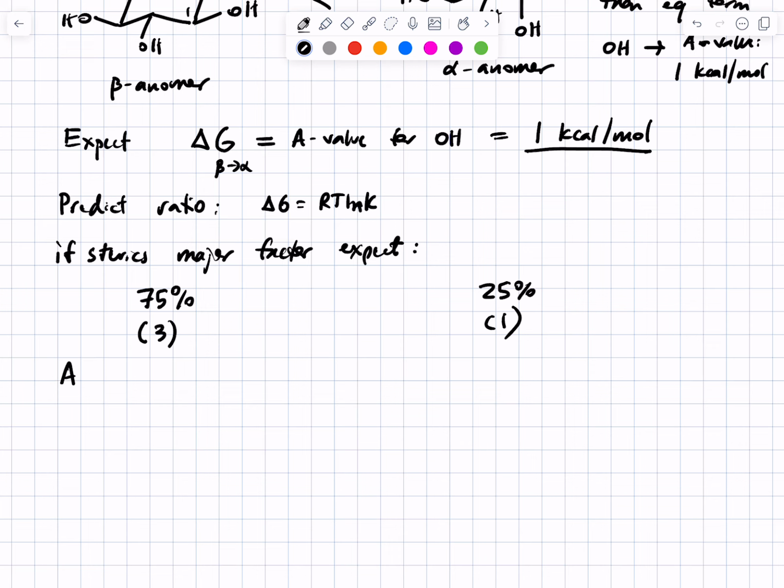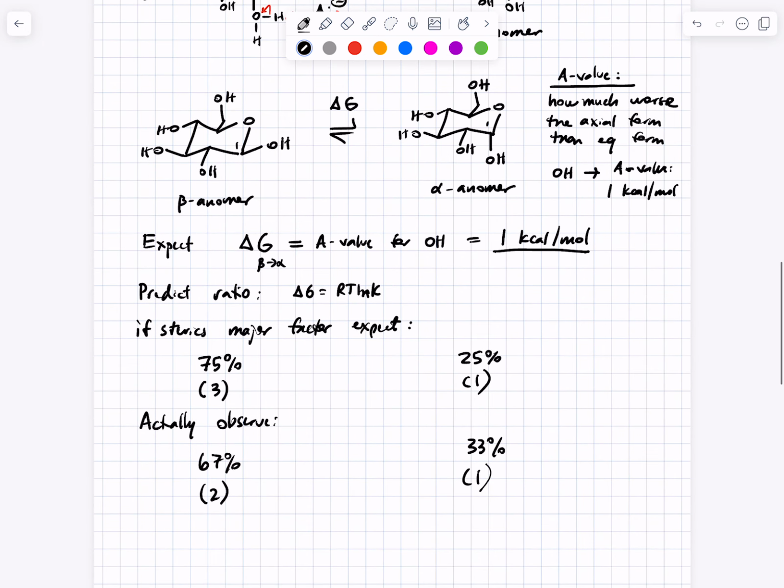But in contrast, we actually observe about 67% beta and 33% alpha, more like 2 to 1. And so the conclusion is the alpha anomer is still not more stable than the beta anomer, but the alpha anomer is more stable than expected based on sterics alone. So that's weird.